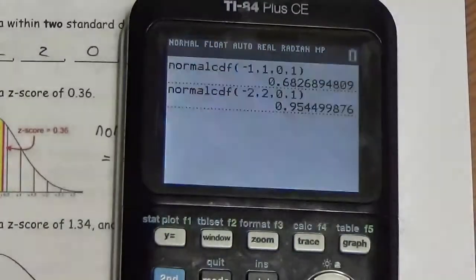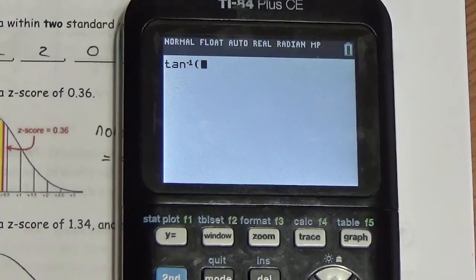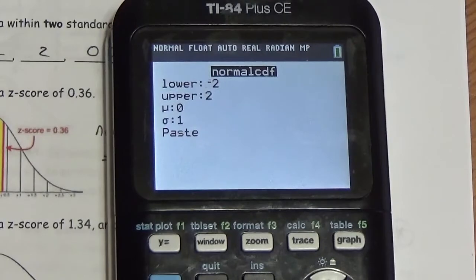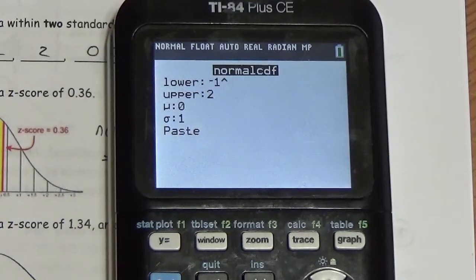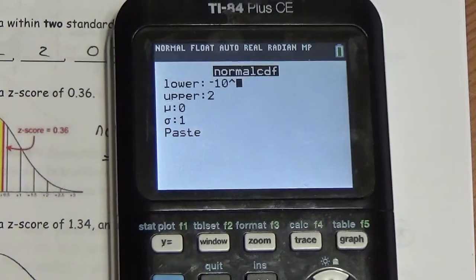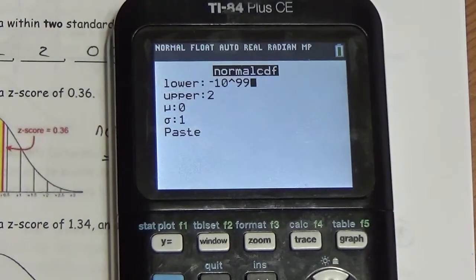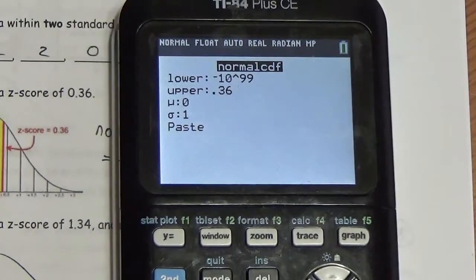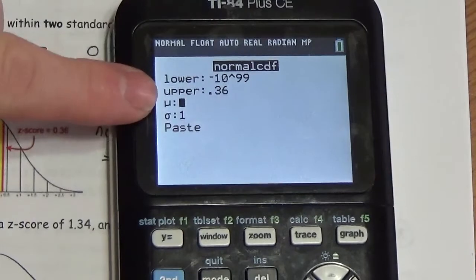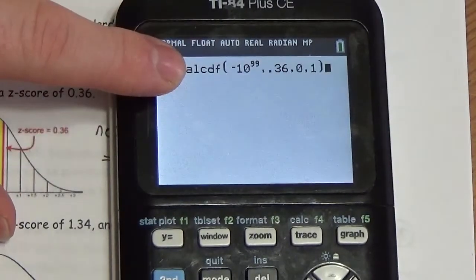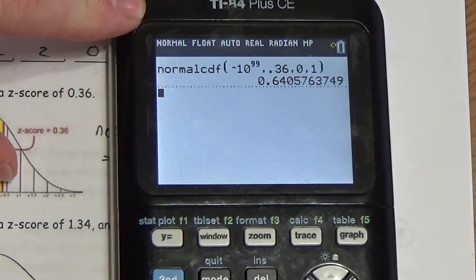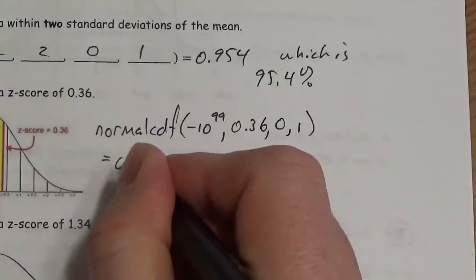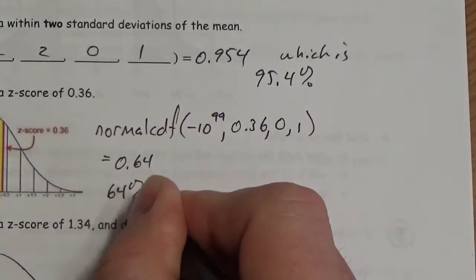Now let's plug this into the calculator. Oops, wrong button. Normal CDF. My low bound is -10 to the 99, so it's going to be -10 to the exponent 99. There are other ways you can enter that in, but that's probably one of the easier ways of doing it. 0.36 is my right bound or upper bound. I'm still using Z-scores. That's what it should look like. If you're using the TI-83, press enter. And I'm getting 0.64, or 64%.